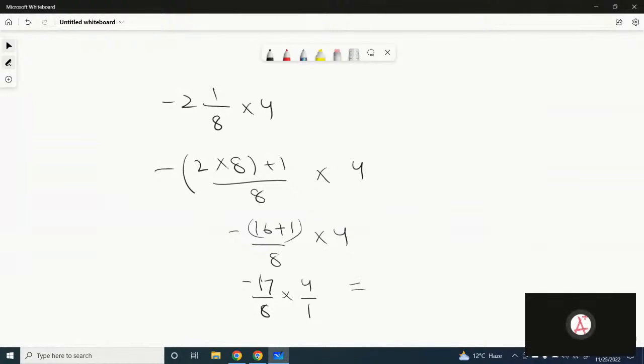Just do numerator times numerator: negative 17 times 4 is negative 68 over 8, and you can divide them by a common number, that would be 4. So negative 68 divided by 4 is negative 17, and 8 divided by 4 is 2. So it would be negative 17 over 2.